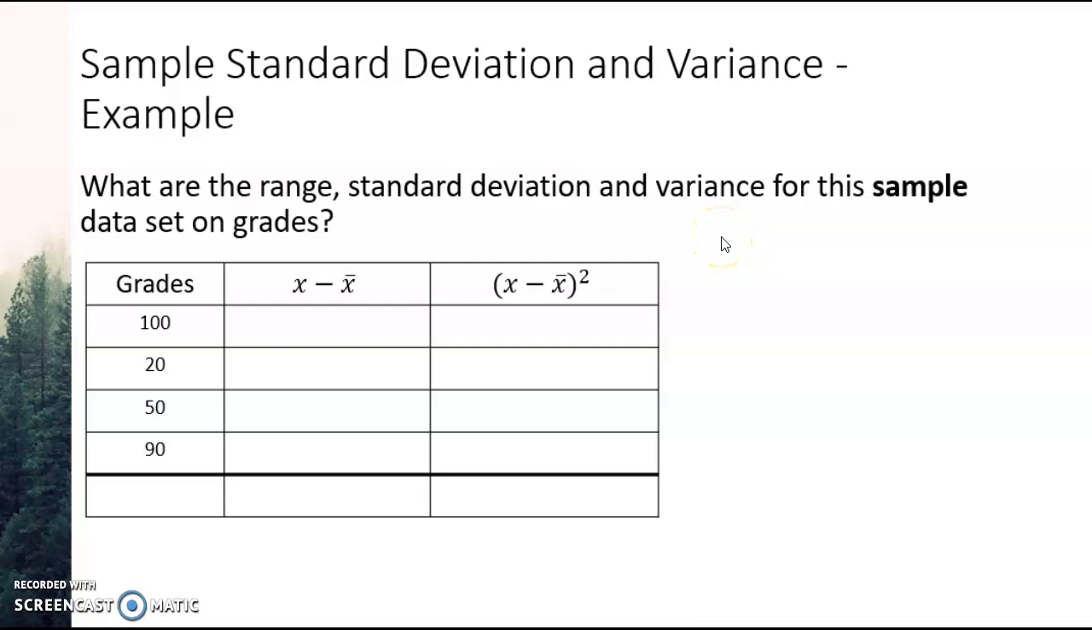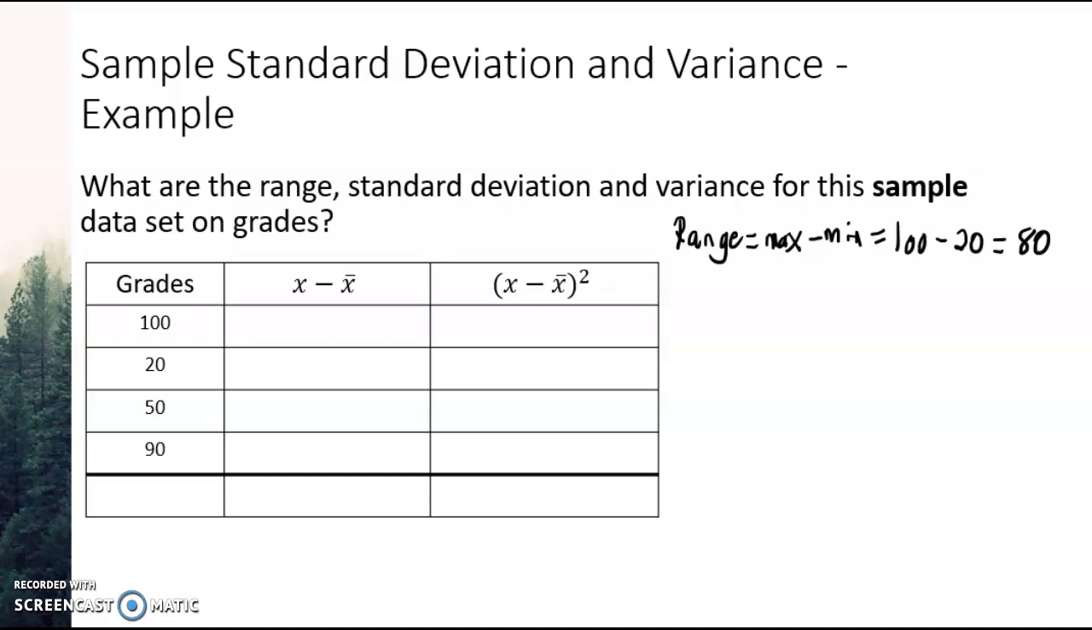In this video, we're going to find the different measures of spread for a sample data set. The first one is going to be the range for these grades, and the range is the fastest one to find because it is just the difference between the maximum and the minimum in a data set. The highest grade in this class is 100, and the lowest grade is 20, so our difference is 80, and there's our range.